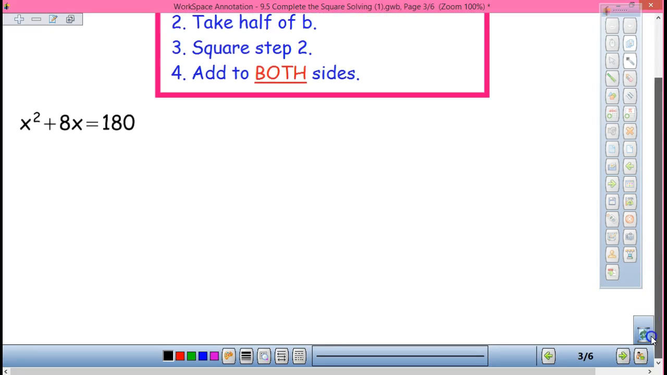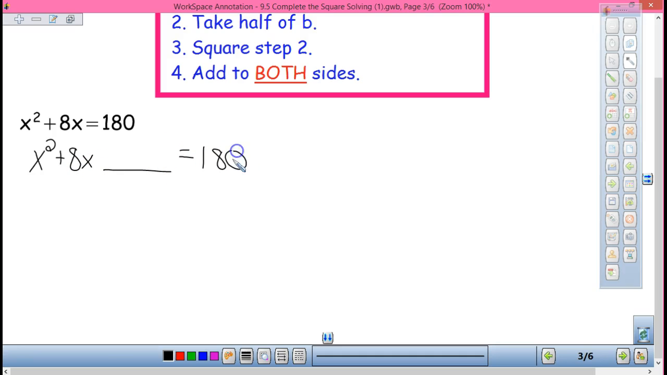Alright, so now we have x squared plus 8x equals 180. Okay, now, is this already in the form x squared plus bx? Yeah, it's already in that form, right? So, I'm just going to rewrite it so that I have that space. X squared plus 8x, leave my blank, equals 180. Luckily, my 180 was already over here, so I didn't have to move it.